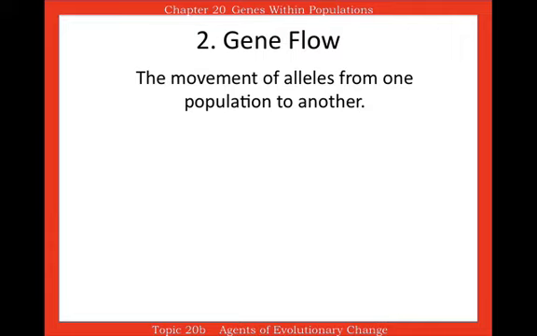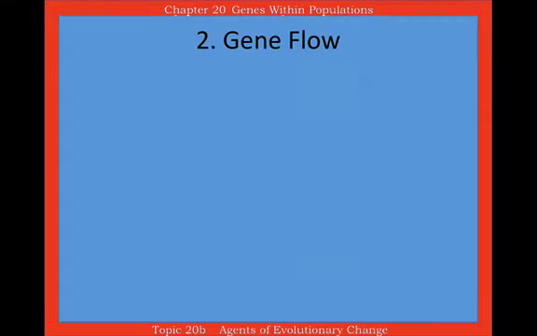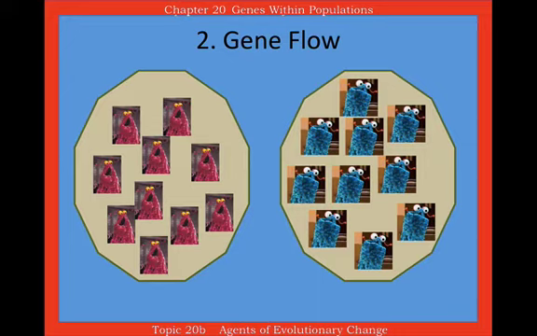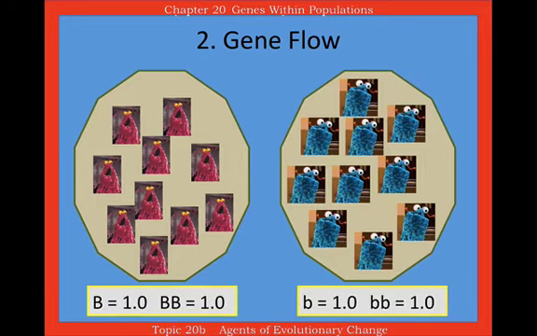The second one, gene flow, is the movement of alleles from one population to another. One simple example of gene flow is to imagine 2 populations of a species separated by a physical barrier, or living on 2 islands. Each population has a unique allele frequency that is maintained as long as they are separated.